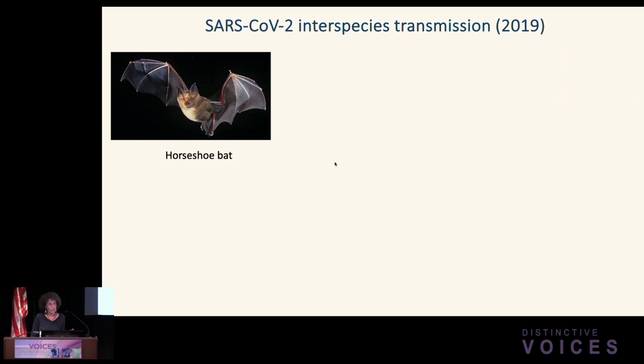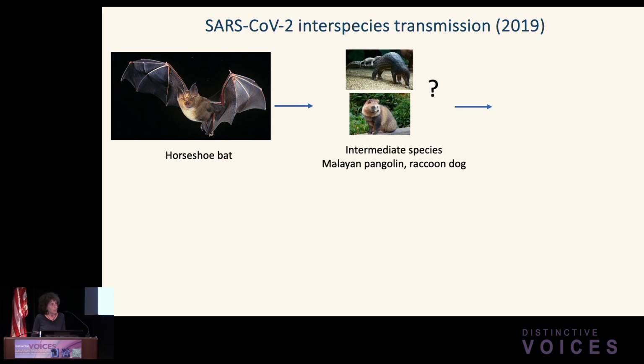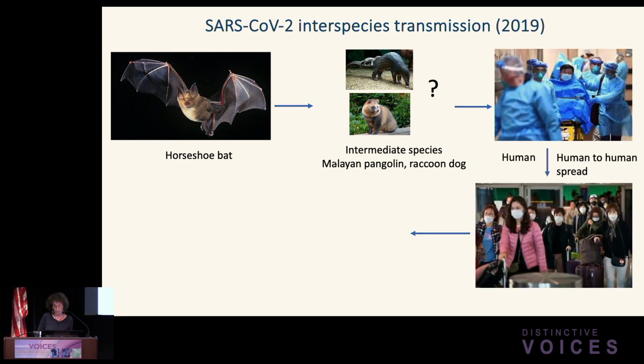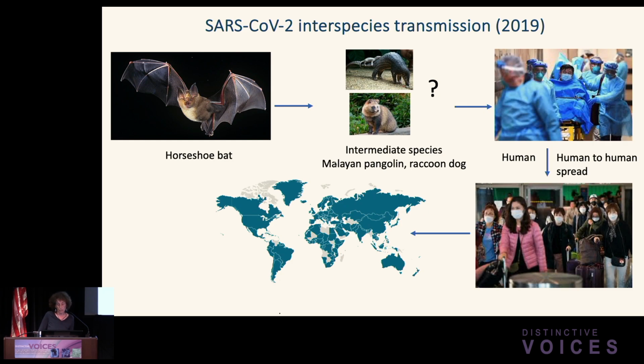So, okay, now we come to SARS-CoV-2. SARS-CoV-2 has an ancestor, we believe, in a bat similar to SARS-CoV-1, the horseshoe bat. It's transmitted through an intermediate species again. Initially, it was thought to be a pangolin, which I think is not true, and I'll talk about that a little bit more. It's more likely through a raccoon dog, and then into humans, and then, of course, it spread all over the world. This is a highly spreadable, transmissible virus.